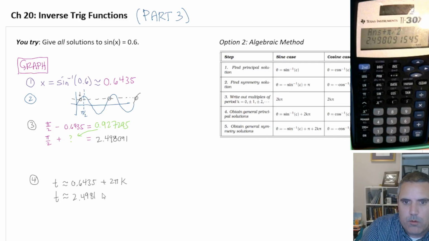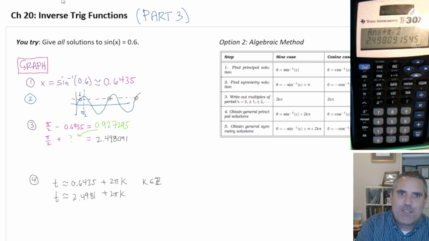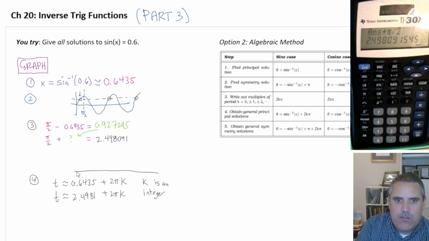Let's just round to 4. The problem would tell you where k is an integer. Let's be fancy. This actually means k is an integer. Oh, I shouldn't do that. You can just say it in words. K is an integer. Hooray! And we have all the solutions.